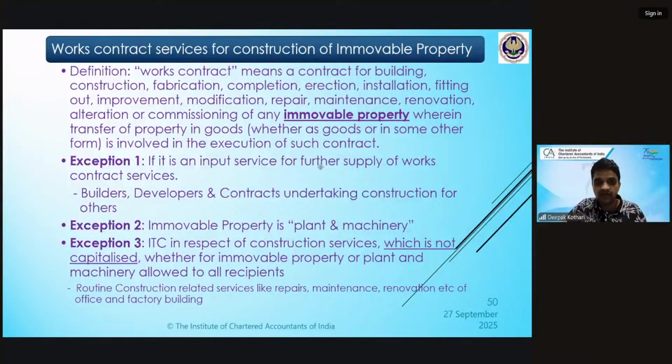Exception is this: when a developer is using it for his further supply. Second exception is when such immovable property is a plant and machinery. So if a contractor is buying cement, saria, etc. for construction service and the GST, he cannot claim it. Yes, अगर वो contractor है residential के लिए तब claim नहीं कर सकता, लेकिन अगर commercial के लिए है तो claim कर सकता है.